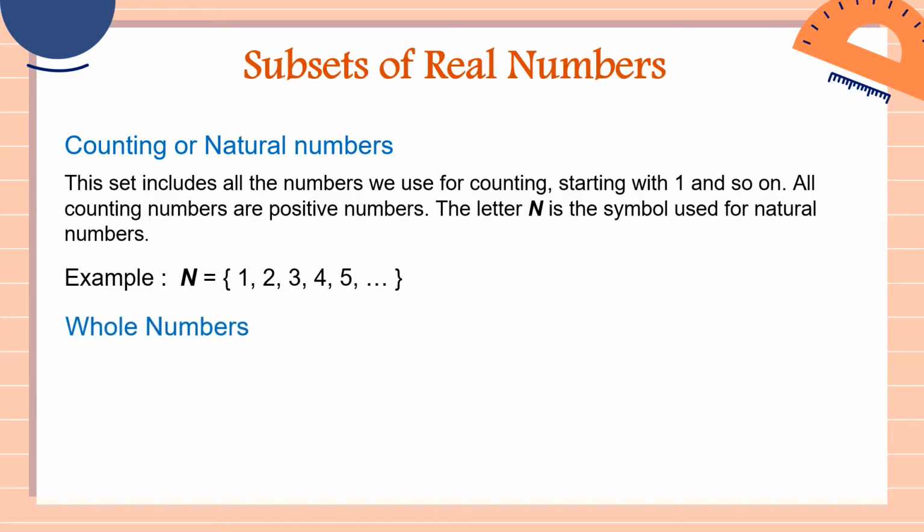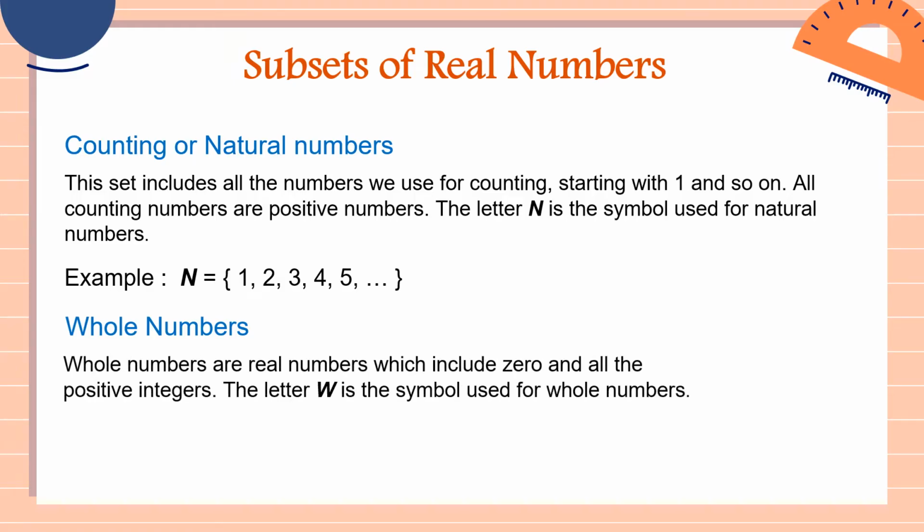Now, the second subset of real numbers is the whole numbers. Whole numbers are real numbers which include 0 and all positive integers. The letter W is the symbol used for whole numbers. So let's have an example. The set of whole numbers, or set W, we have 0, 1, 2, 3, 4, 5, and then after 5 you have those three dots. It means so on and so forth.